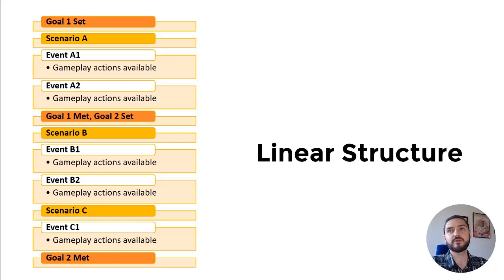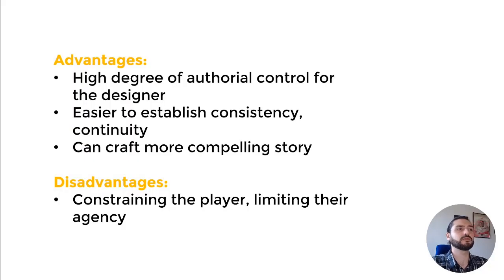On screen now is an example of a linear level structure, where goal 1 is set, and you're provided with a scenario. In scenario A, there are two events that take place, in which gameplay actions are available. After you've completed these, goal 1 has been met, and goal 2 is set. You then enter into scenario B, where two events are available to the player, and then from there you progress into scenario C, and then into another event, and then upon completion of those, goal 2 has been met. So linear level design follows a straight and defined path.